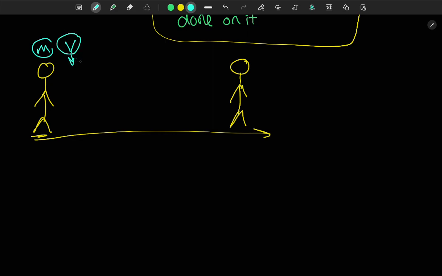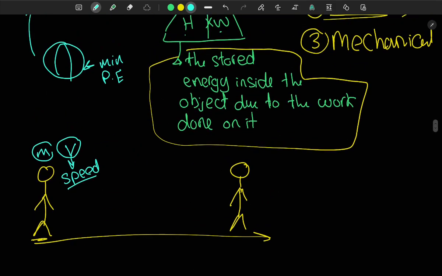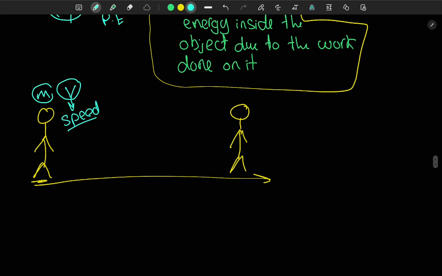What is the meaning of velocity? Velocity means speed. So this body has mass and velocity. We know mass is measured in gram. Velocity is speed. Speed is measured in meter per second or kilometer per hour.